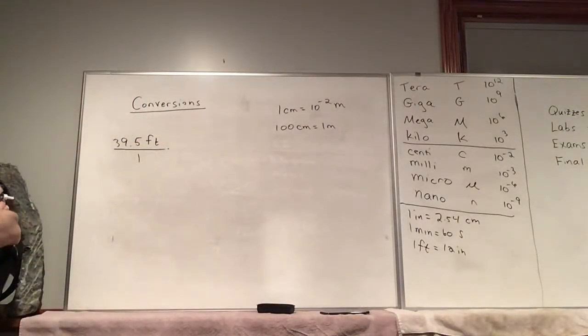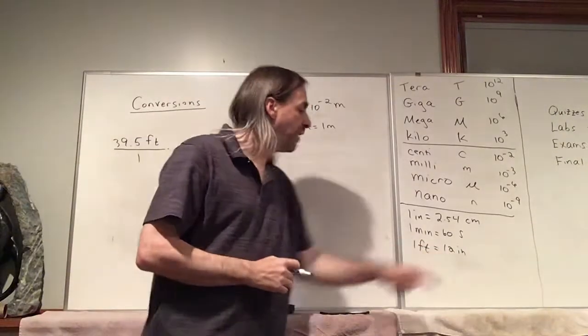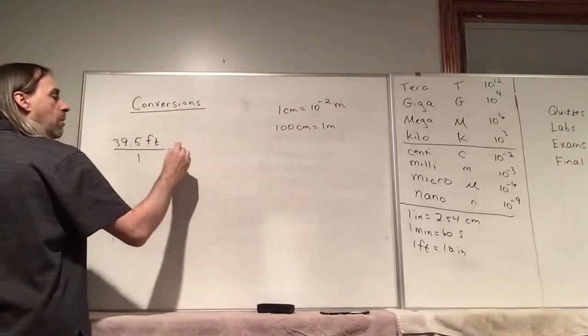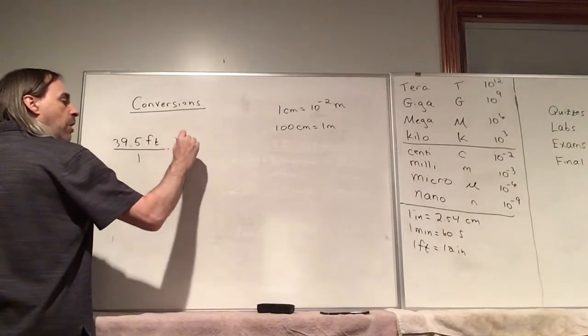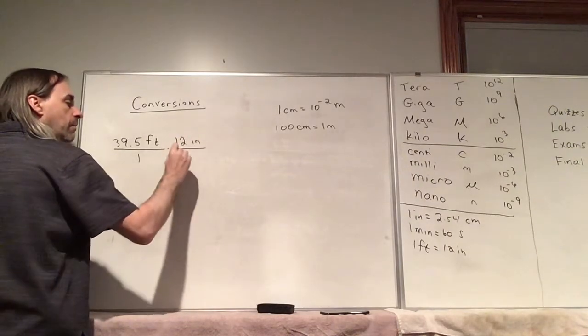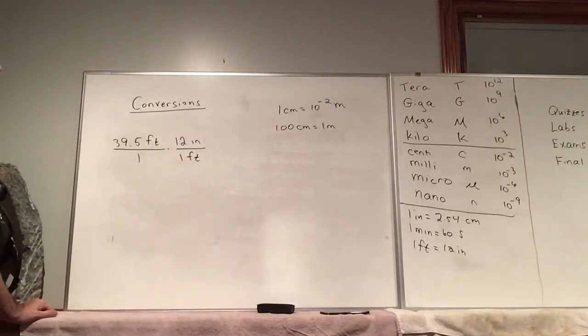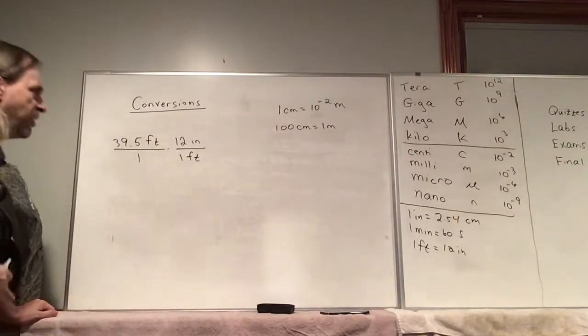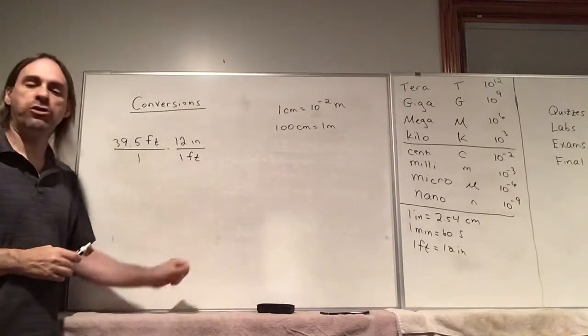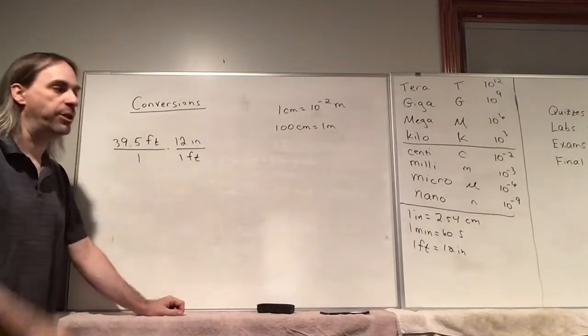And this will involve a couple of steps. But first off, we know 1 foot is 12 inches. So I'm going to write this down. 12 inches and 1 foot on the bottom. Now the question is, can we take our distance and multiply it by something without changing it?